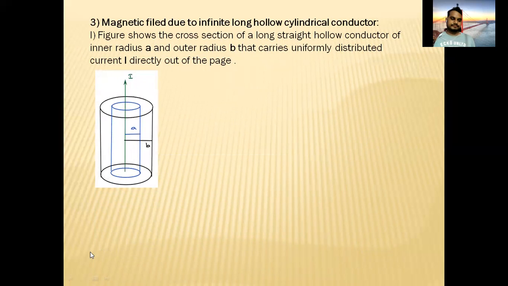So see here what we are taking. The figure shows a cross section of a long straight hollow cylindrical wire, inner radius A, which is mentioned in blue color, and outer radius B. And there is a current I passing through it, out of the page.